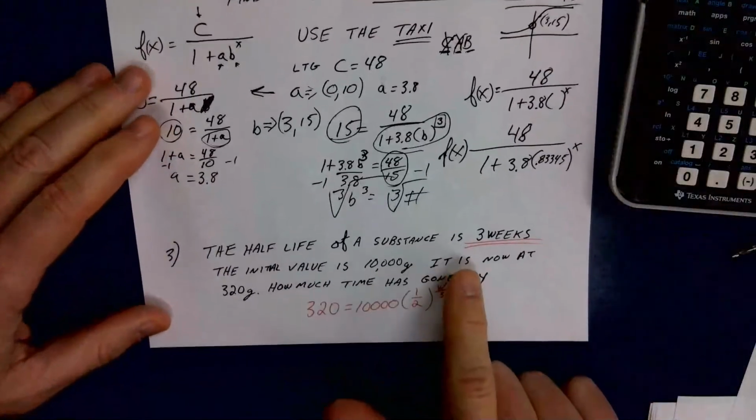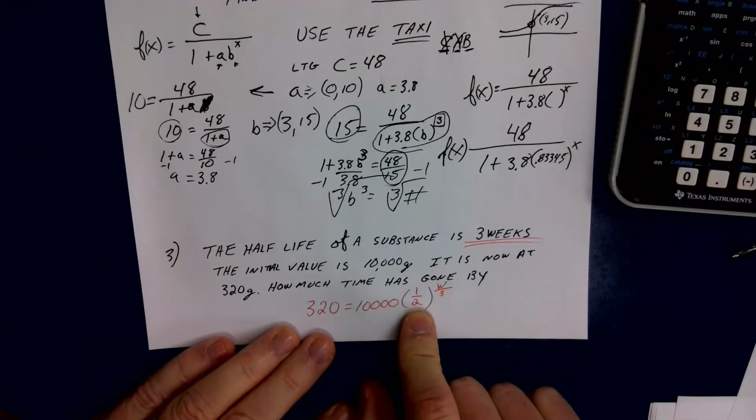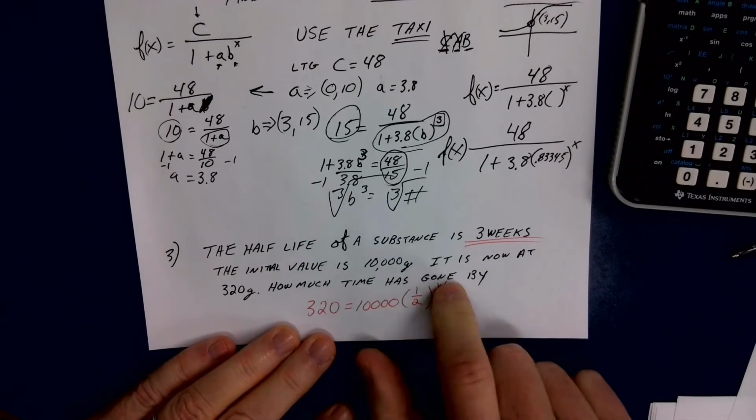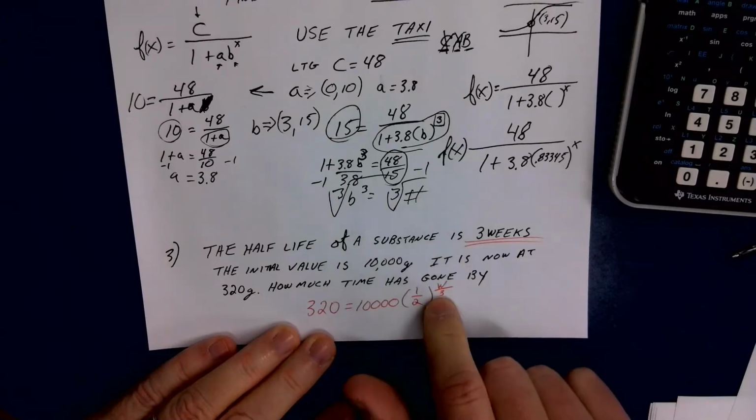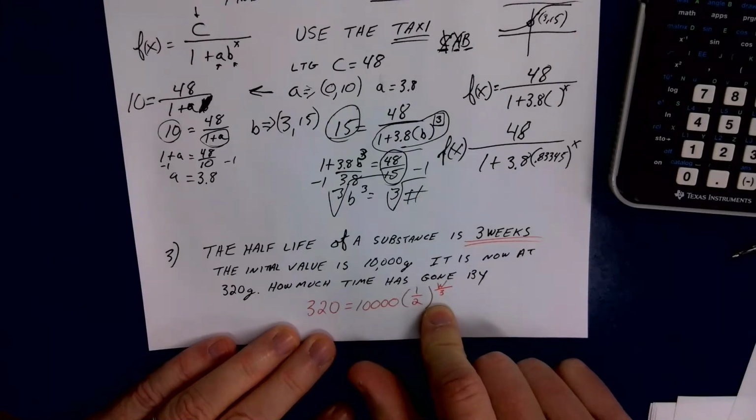Again, just an example problem so that we talk about a decay situation or half-life. What happens if it happens every 3 weeks? We can just go ahead and do that: W divided by 3.